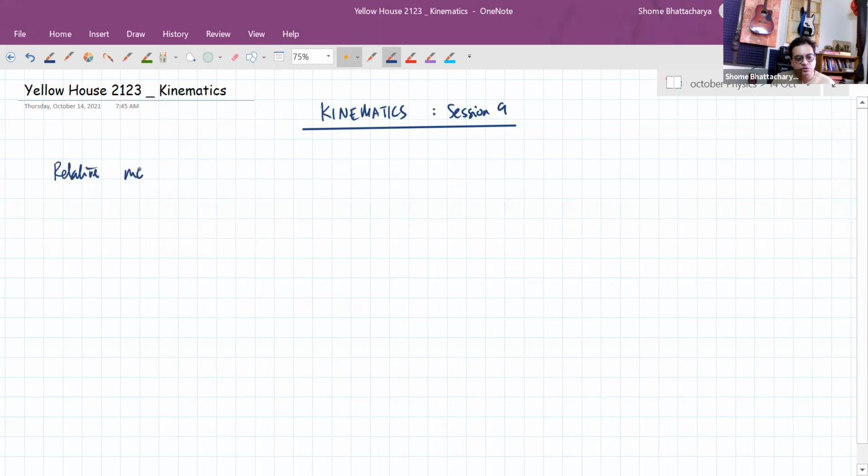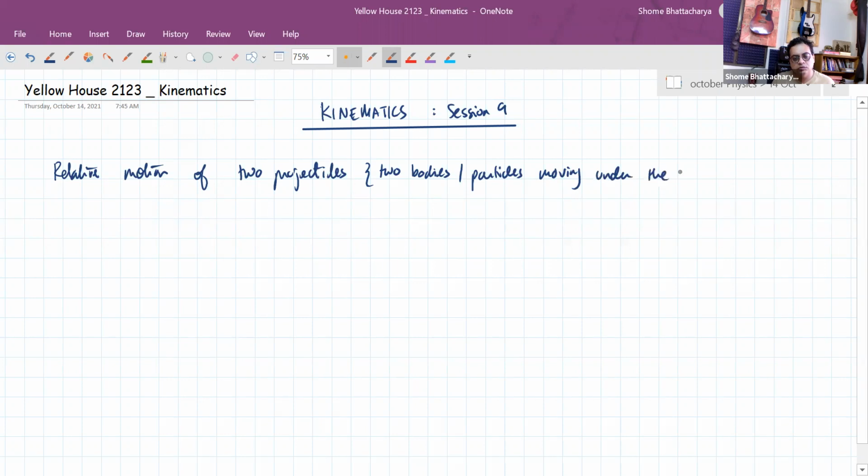So relative motion of two projectiles, two bodies or particles moving under the action of gravity.